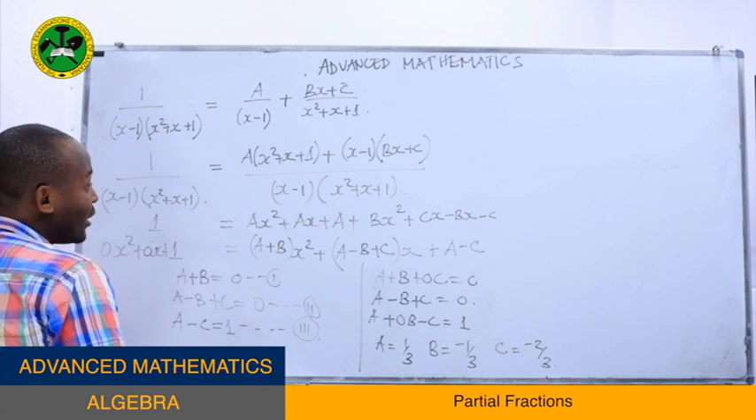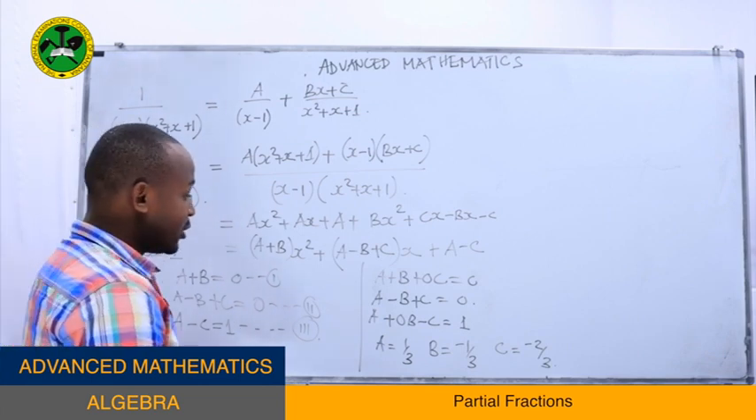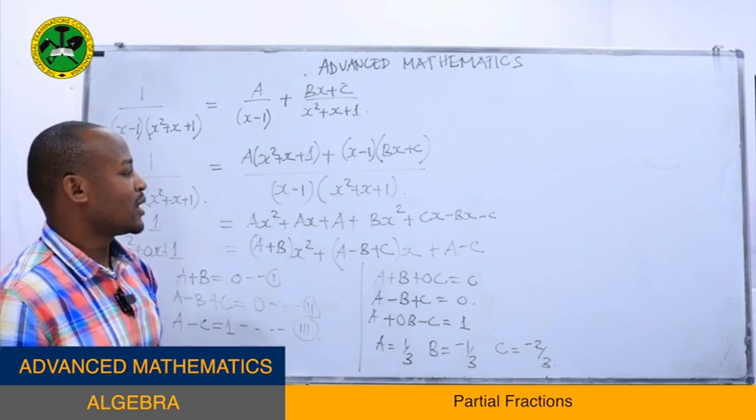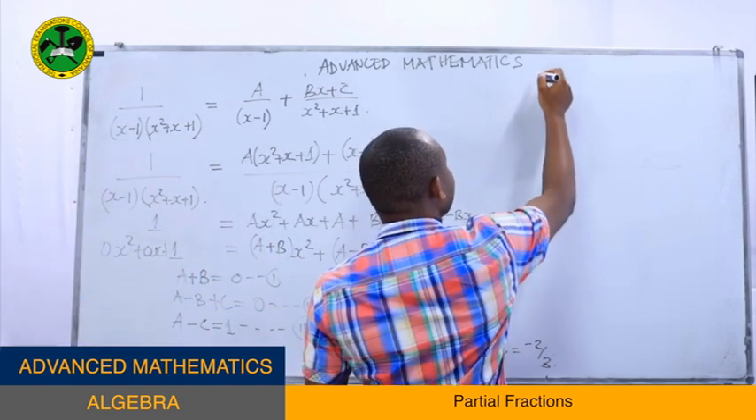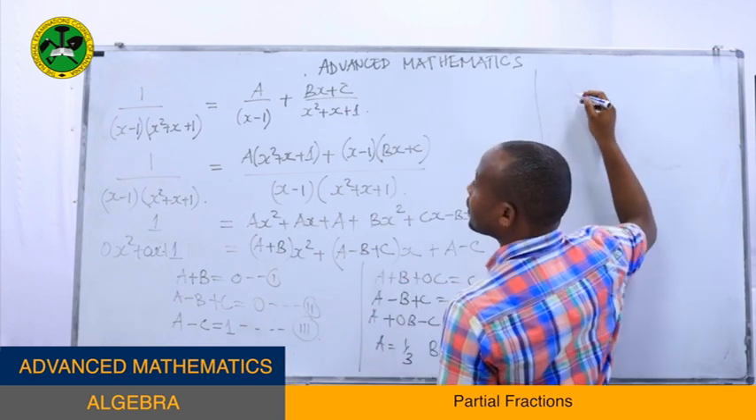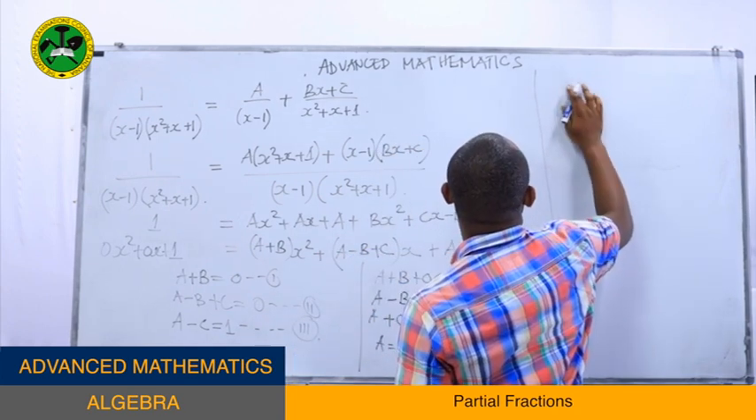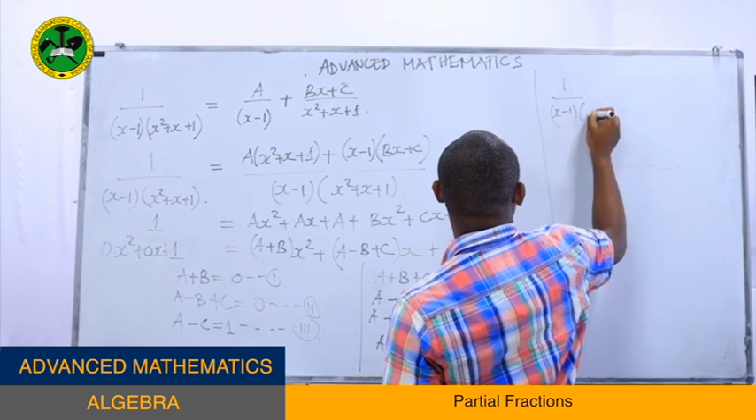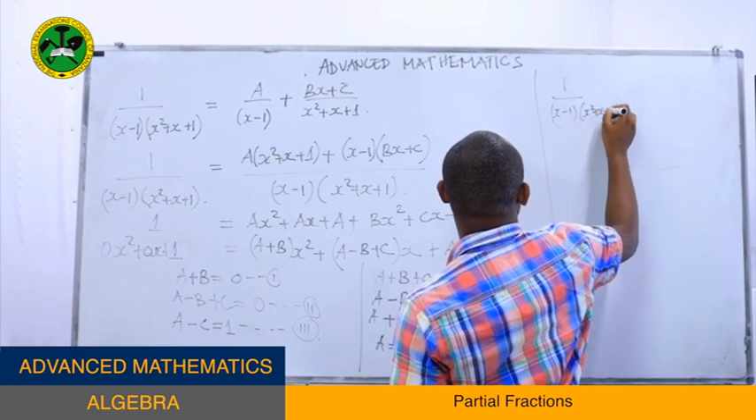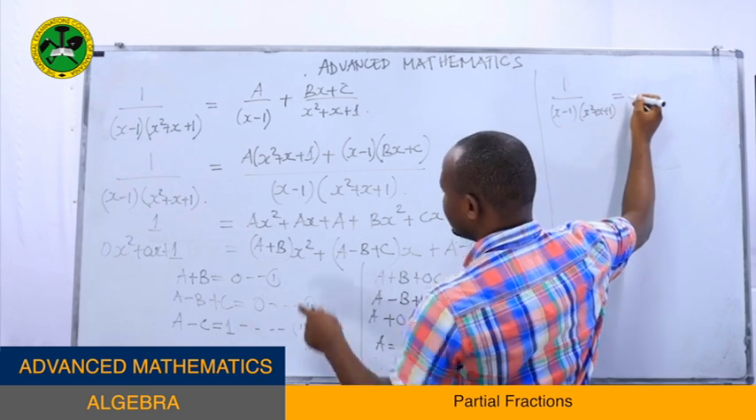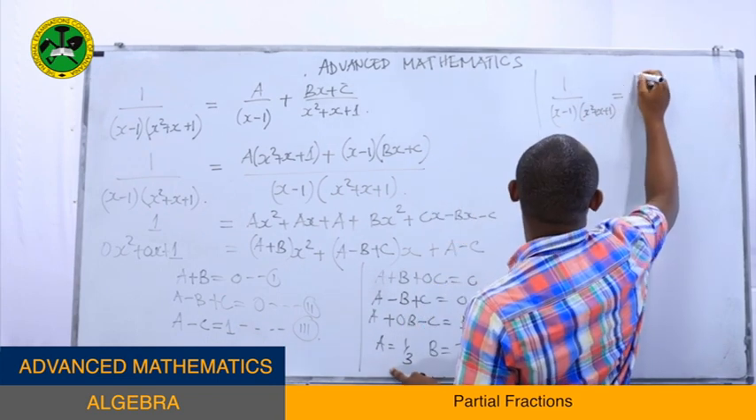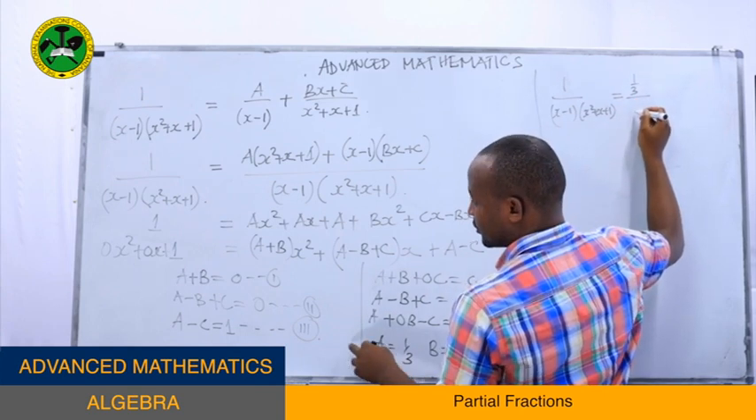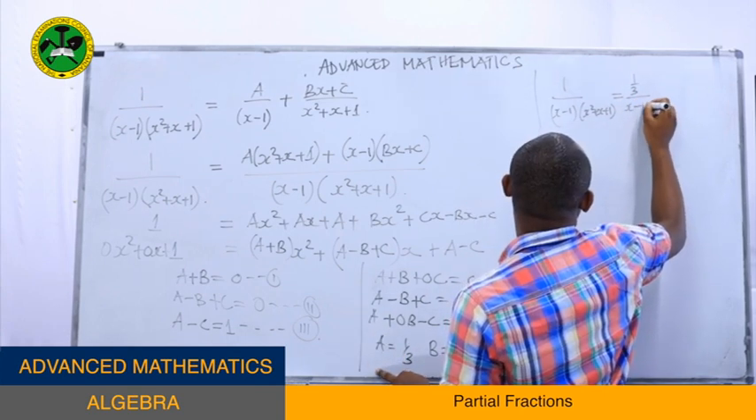Now let's use these values to write that partial fraction there. Now it will be like this. That is to say, we have 1 over x minus 1, x squared plus x plus 1 is equal to, our a is 1 over 3, and all of that is over x minus 1.